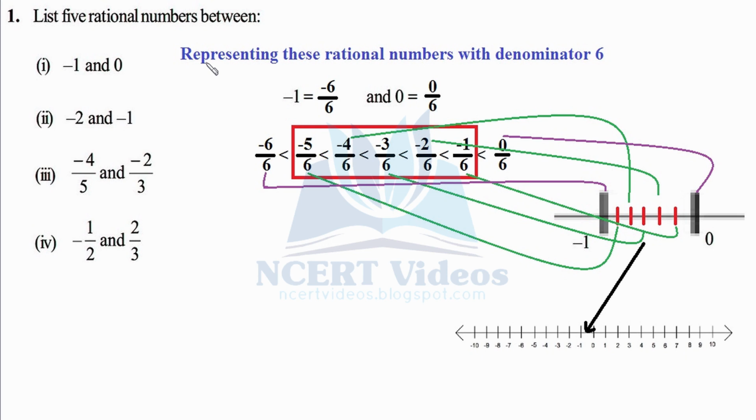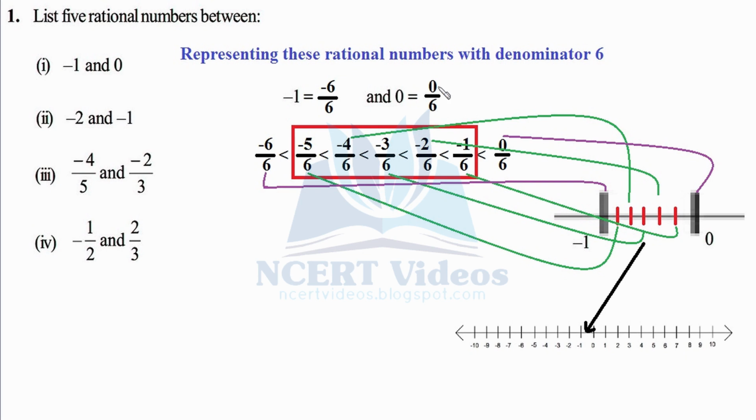So first of all, we will represent these rational numbers. Now we know why we are calling them rational numbers, that is -1 and 0. If nothing is written in the denominator, we can assume it to be 1. So -1 over 1 will give you -1, and 0 over 1 will give you 0 itself. Therefore, these are rational numbers as well.